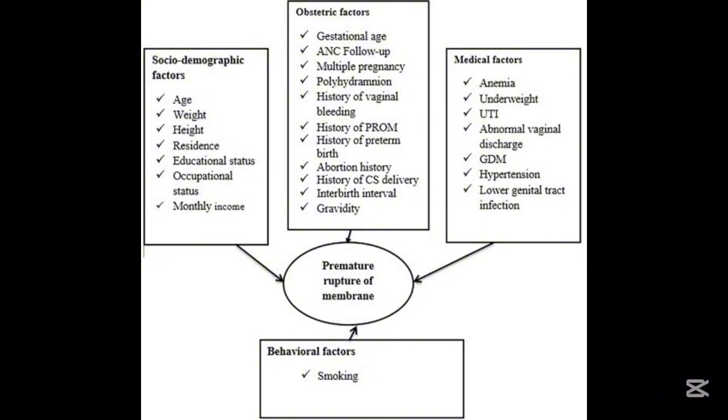We also have things such as structural weakness of the membranes, or some procedures, for instance in late pregnancy if you carry out a lot of vaginal examinations. We also have factors such as smoking, poor nutrition, low socioeconomic status, or previous history of premature rupture of membranes can also be a cause or a risk factor.